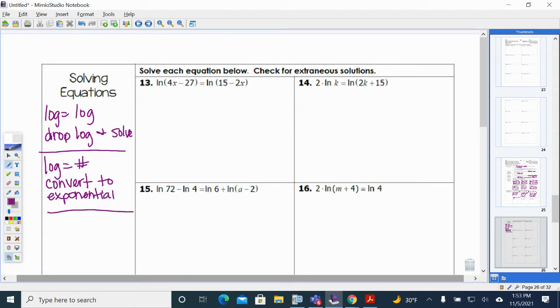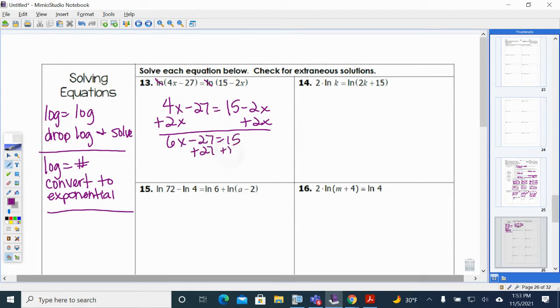So let's concentrate on those two. Number 13, I've got a log on both sides, and it's natural log, but it's still a log. I'm going to drop the logs and solve. So we have 4x minus 27 is equal to 15 minus 2x. I'm going to add the 2x. 6x minus 27 equals 15. Add the 27. And we get 6x equals 42. And divide by 6, and we get x equals 7.